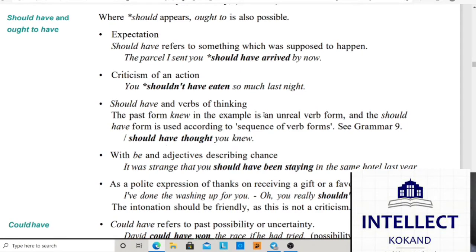So the past form knew in the example is an unreal verb. So I should have thought you knew. Here you're saying I had an obligation, or it was my duty, to think. I was supposed to think that you knew, because you told me that you knew, maybe. So when I said, let's say, we have a lesson today, my student said, yeah, okay, I will go. I knew. And then, of course, I will think that I should have thought he knew, okay?